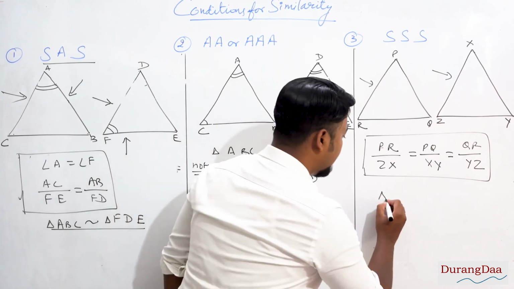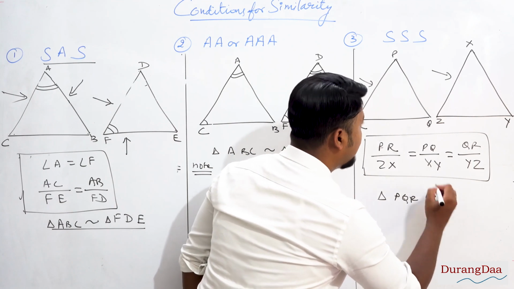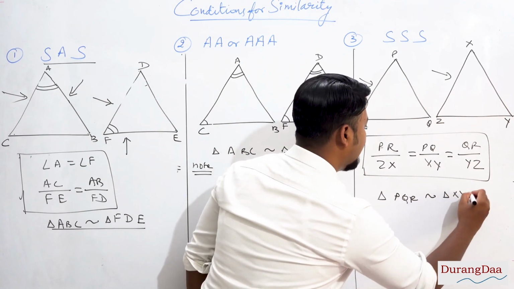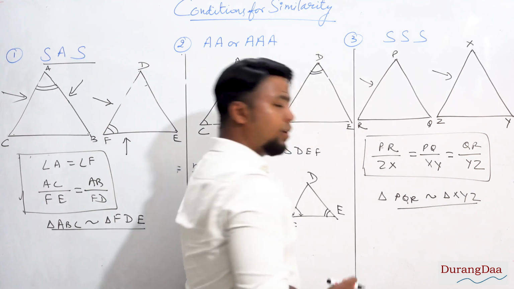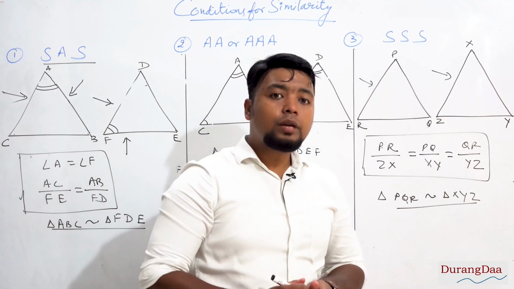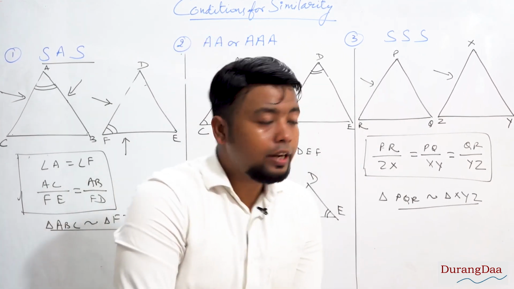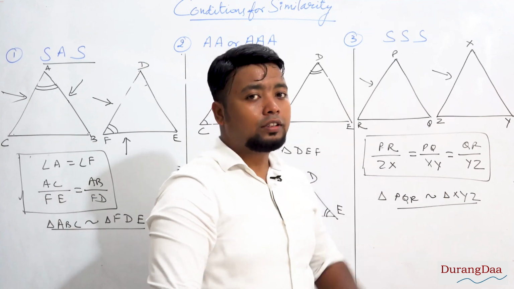We can just simply write triangle PQR is similar to triangle XYZ. So here also you have to keep in mind, the sides should be the corresponding pairs. Alright, corresponding pairs should be equal. Then only this ratio is possible and the triangles are similar.